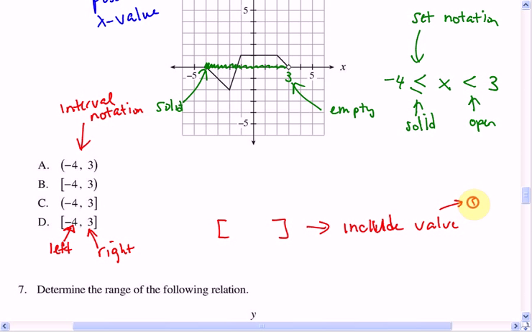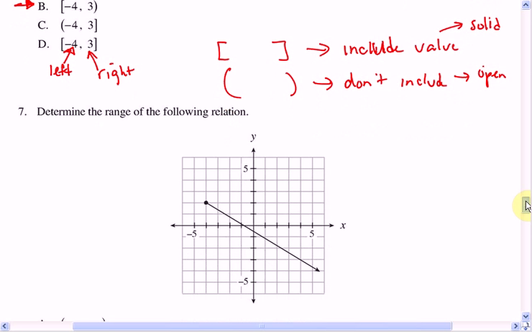So that's like your solid dot, and curvy brackets mean you don't include. So that's like your open dot. So in this case, I'm starting at -4, I'm ending at 3, the solid one's at -4, the open one's at -3. How about choosing answer B?